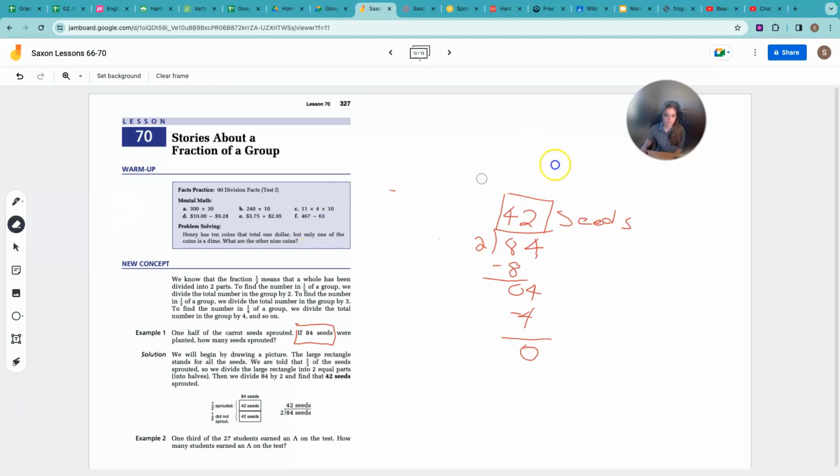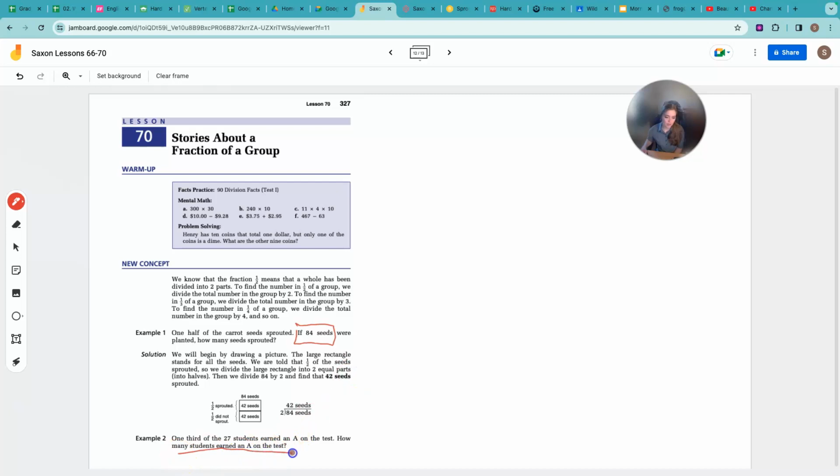Let's look at another one. Example 2 says 1/3 of the 27 students earned an A on the test. How many students earned an A on the test? So again, what's the fraction they give us? They gave us 1/3. What's the number they gave us? 1/3 of the 27 students earned an A on the test. So we want to find out what 1/3 of the students is.